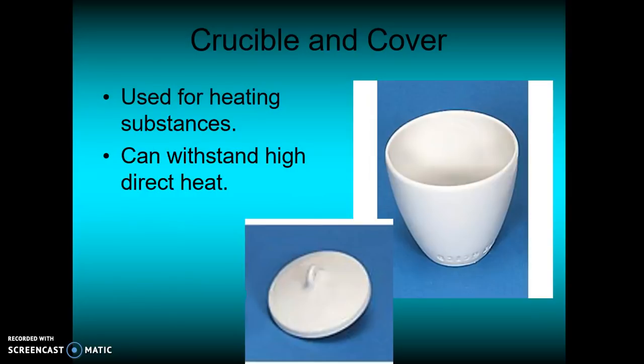So crucibles, what are crucibles? These are used for heating substances because they are made of porcelain and they can withstand high direct heat. If you're heating something at a really high temperature, you're going to use this crucible and you're going to cover it.